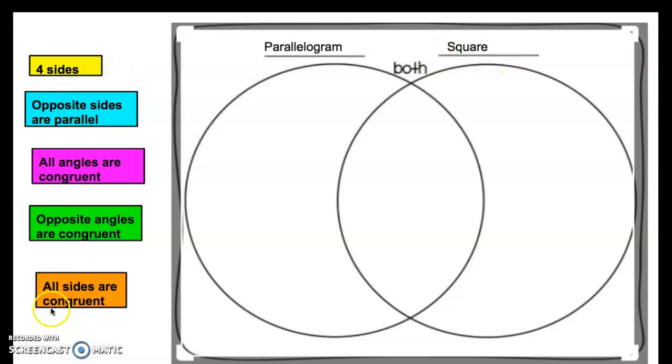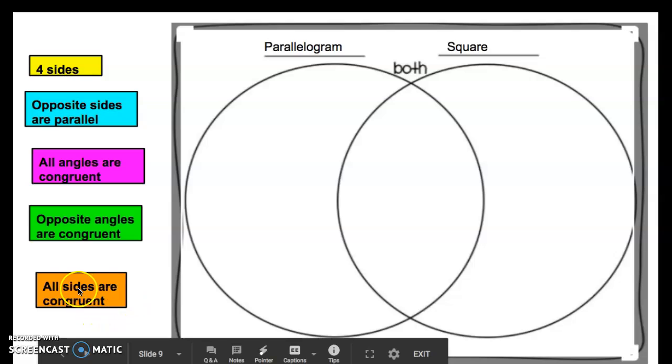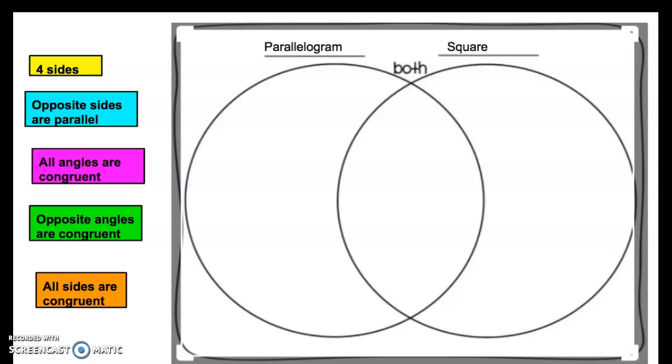So I am going to tell you what these 5 things are, and they are going to fit either just the parallelogram, just the square, or both. So the first one is 4 sides. Opposite sides are parallel. All angles are congruent. In other words, all angles are the same, and they could be right angles. Opposite angles are congruent, or opposite angles are the same. And all sides are congruent. And so you can move these and slide them around into the Venn diagram where they belong. This will be a Google slide assignment for you to do.